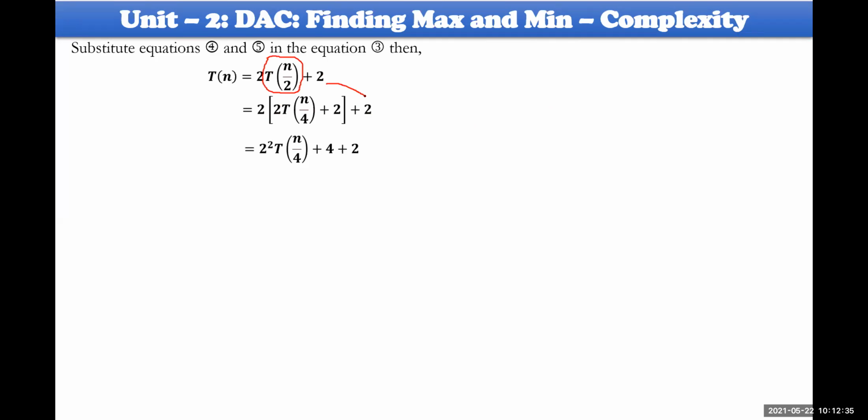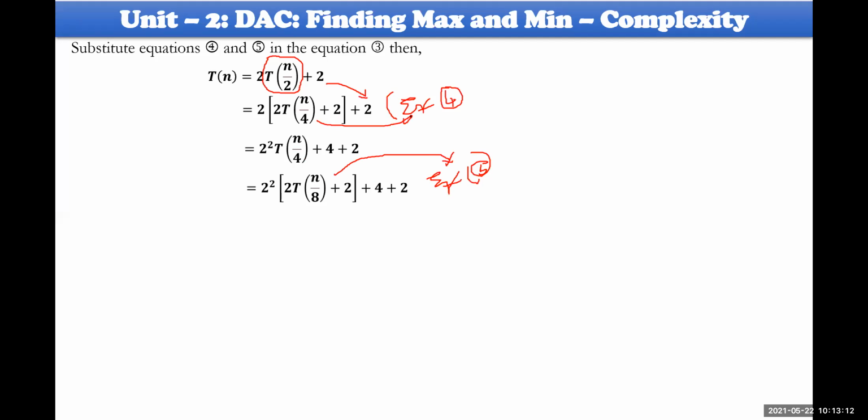This 2 will be as it is. Then if you evaluate this one, 2 into 2 square of T of n by 4, so 2 into, again 2 twos are 4, plus 2. Then substitute the value. This particular thing will be taken from equation number 4, and here the T of n by 4 value could be substituted. This could be taken from equation number 5. This whole equation is from 5 and this whole equation is from 4.